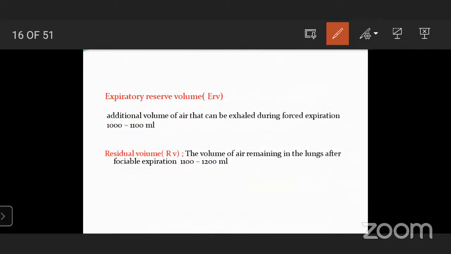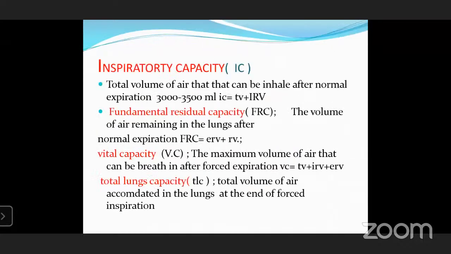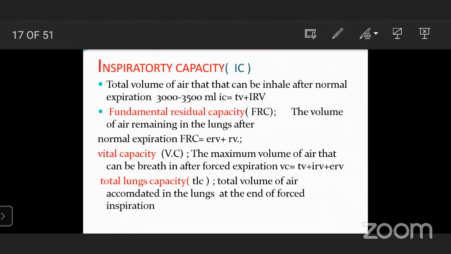Residual volume. The volumes are now completed: number one is the TV, number two is the IRV, number three is the ERV, and the next, the most important one, is the RV, residual volume. Next, the capacities.